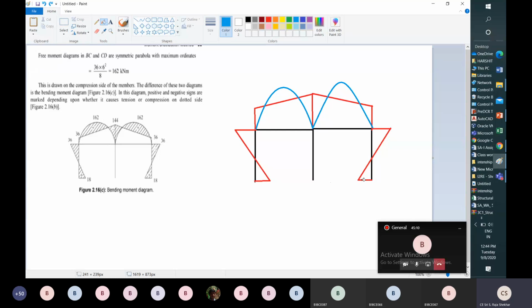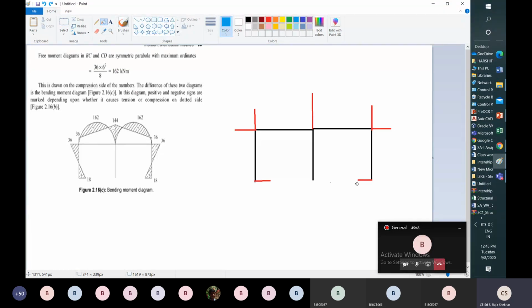So first I have located these end moments. This is the end moment at A, it is 18 kilonewton meter. At B, 36 kilonewton meter. For the horizontal member at B, it is 36 kilonewton meter. Here it is 144 kilonewton meter. Here it is 36 kilonewton meter, 36 kilonewton meter, 18 kilonewton meter.